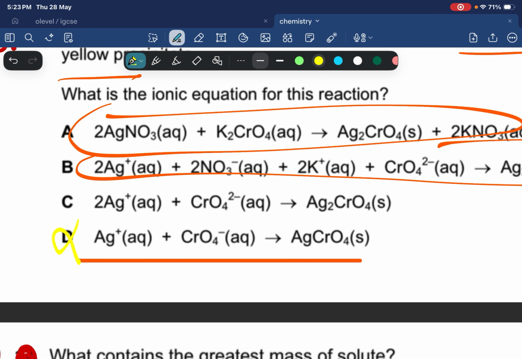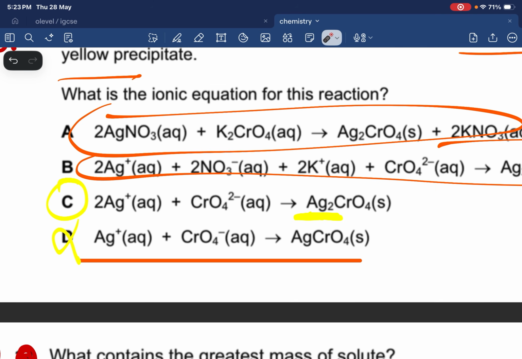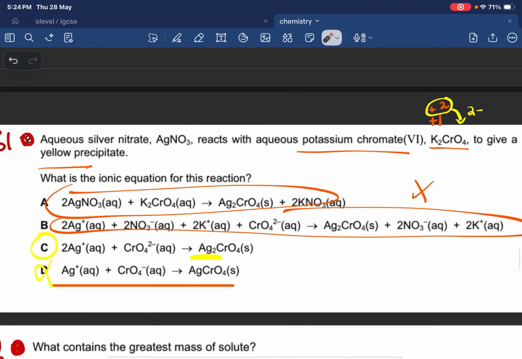Cross. Got it? That's why it's option C. You need 2 silvers. Each silver has a positive 1, and you need 2 silvers to balance out the charge on this thing. 1 plus is going to balance the 2 negative on this fella. You had to look over here in the question to figure out the charge.